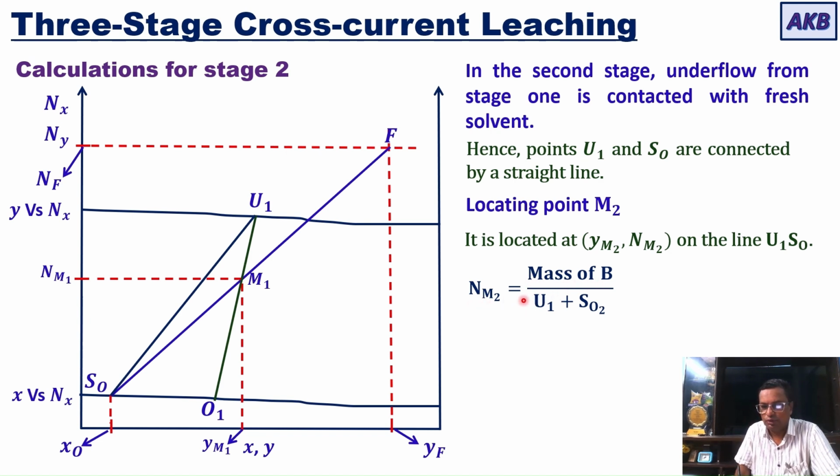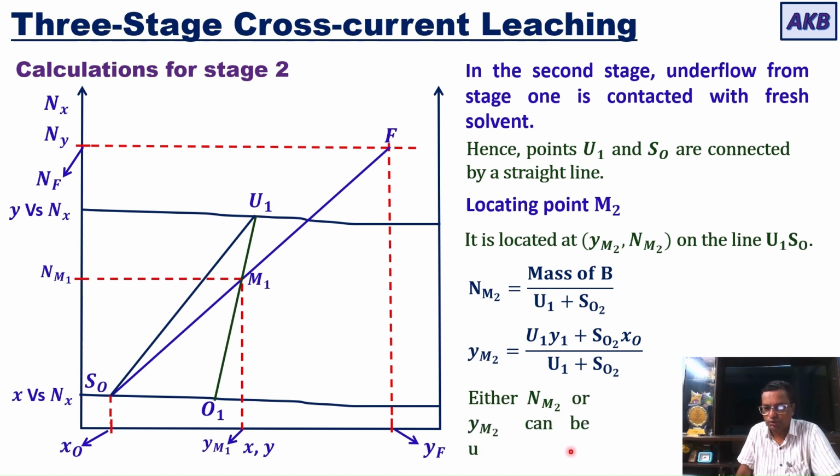So you can calculate Nm2 by using this equation: Nm2 is equal to mass of B divided by U1 plus S02. And Ym2, you can calculate by using this equation: U1 into Y1 plus S02 into X0 divided by U1 plus S02. Either one of these two you can use. We will use Nm2. So I will locate Nm2 over here, and I will go to the line S0 U1. The intersection point will be nothing but point M2. And if I go to the x-axis, that will give me Ym2. So in this way, you have to locate point M2.